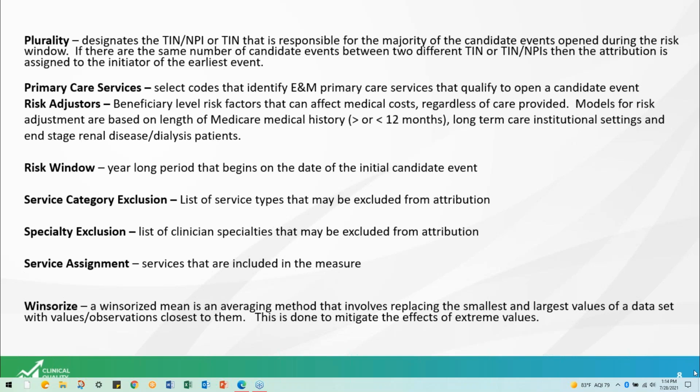We have service category exclusions, specialty exclusions, and service assignments, which are fairly straightforward, and you can see those descriptions. So we're going to go ahead and move into Windsorizing, which is an averaging method that removes the smallest and largest values from the data set so that the skewing effects of extreme values are reduced. Next slide.